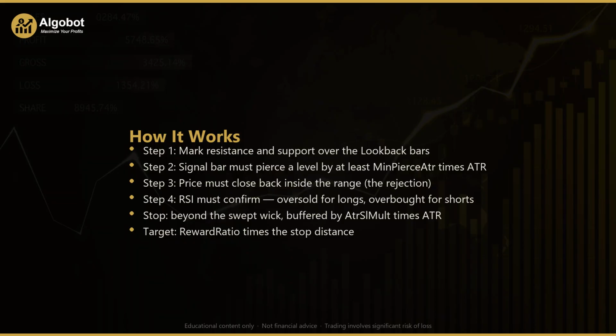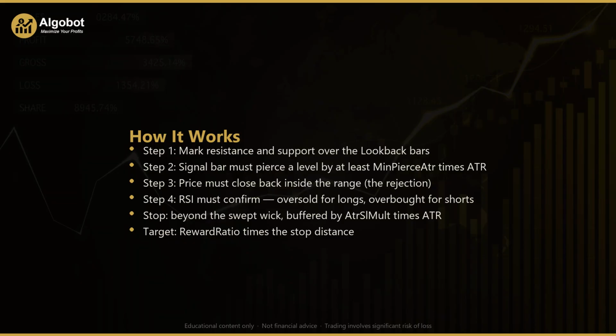Second comes the sweep, the part that defines a failed break. For a long setup, the strategy detects when the signal bar's low drops below support by at least a fraction of the average true range, and yet that same bar closes back above support. That fraction is controlled by MinPierceAtr, defaulting to 0.05 of an ATR, which screens out a tiny rounding touch and demands a genuine probe. The close back inside is the rejection. The breakdown attempt failed on its own bar. The short setup is the exact mirror. The signal bar's high pushes above resistance by that same buffer, then closes back below it.